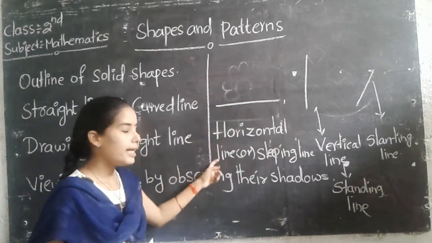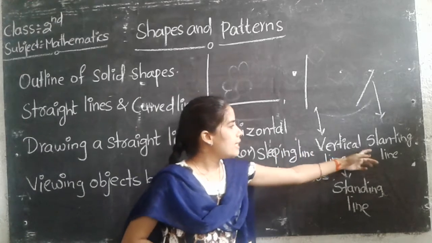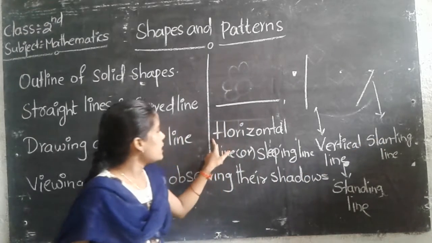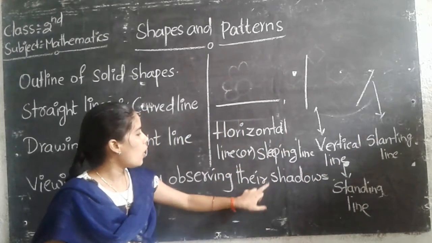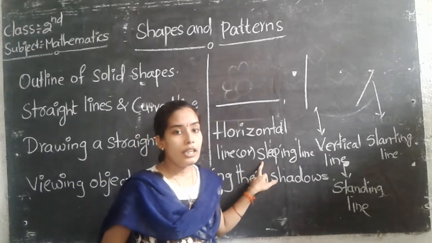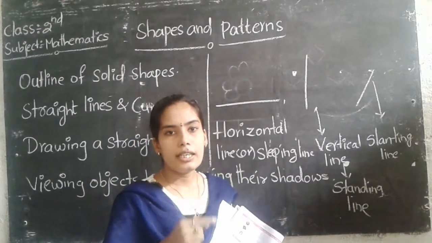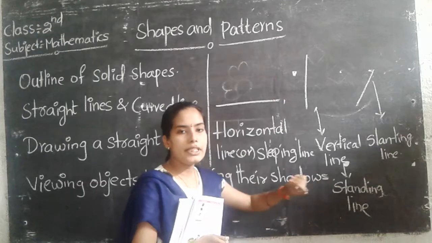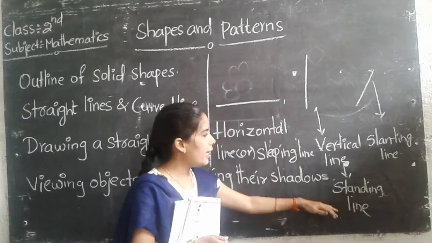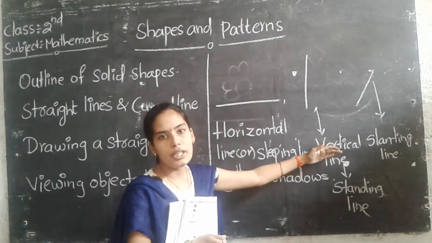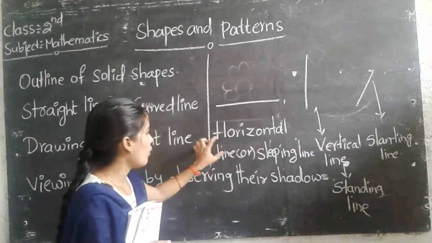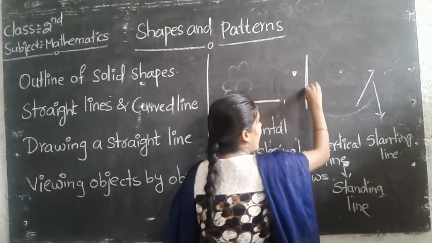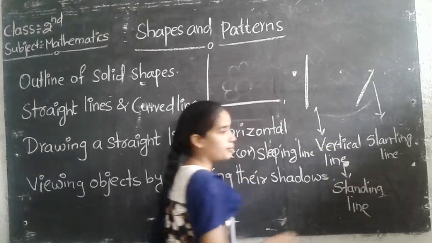What are they? Horizontal line, vertical line, slanting line. In this horizontal line, again we have to call sleeping line. If you write the English letters, compulsory we have to follow the sleeping line, standing line, slanting line. Like that we have to use. So this is a sleeping line, this is standing line, and this is slanting line.